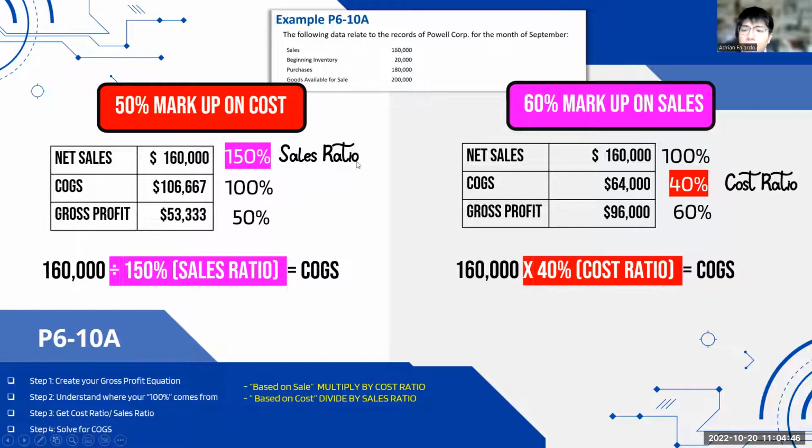So again, if it's based on cost, what you have to look for would be your sales ratio. Once you have your sales ratio, net sales divided by the sales ratio would be your cost of goods sold of 106,667.